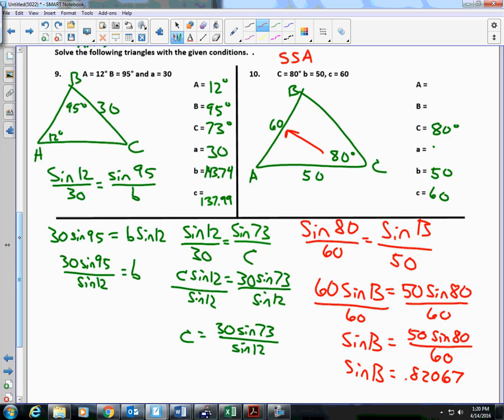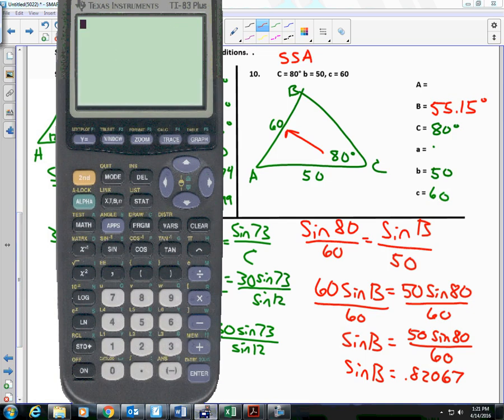So what is that? What is 55.15? What is that up here? Angle B, 55.15. What can I do now? Angle A, because they all add up to 180, right? So we've got 180 minus 80, minus 55.15. Boy, I'm struggling today. I get 44.85.